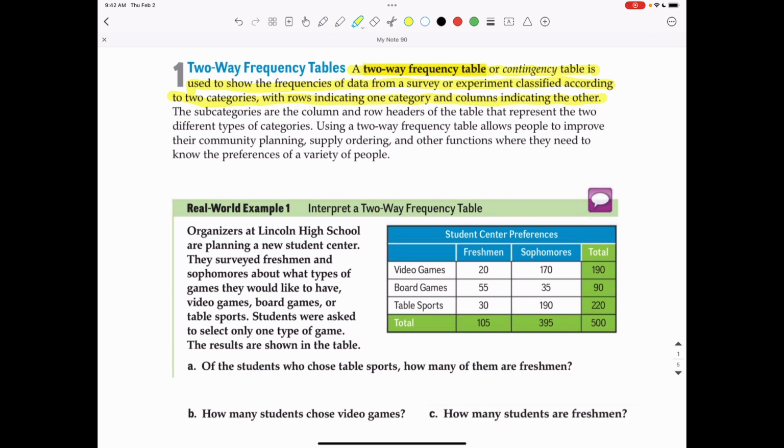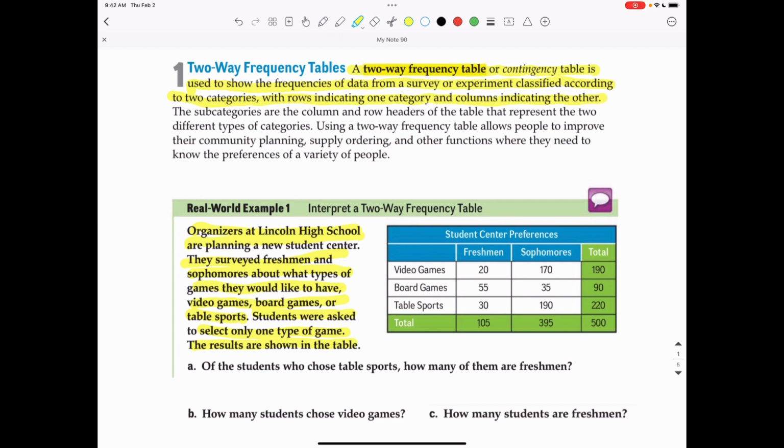On real world example 1, organizers at Lincoln High School are planning a new student center. They surveyed freshmen and sophomores about the types of games they would like to have: video games, board games, or table sports. Students were asked to select only one type of game. The results are shown in the table.